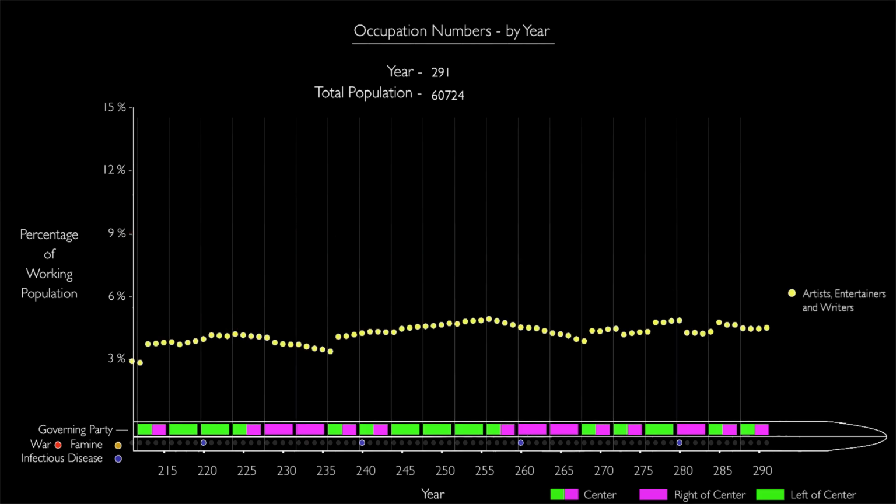And in contrast, we once again have a reversal of the situation for the number of artists, entertainers, and writers, as each political party varies its level of funding for the arts and culture in general. The left increases funding, and the right decreases funding. And these changing levels of funding particularly affect small theatres, festivals, and cultural groups that usually rely on government funding to continue operating.